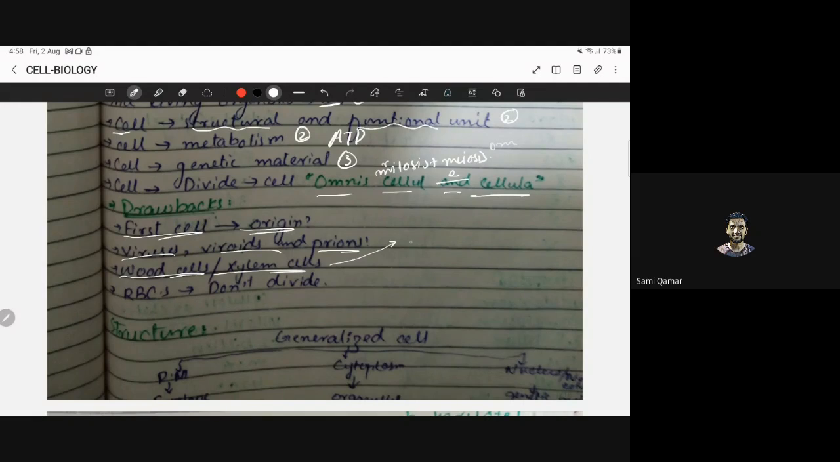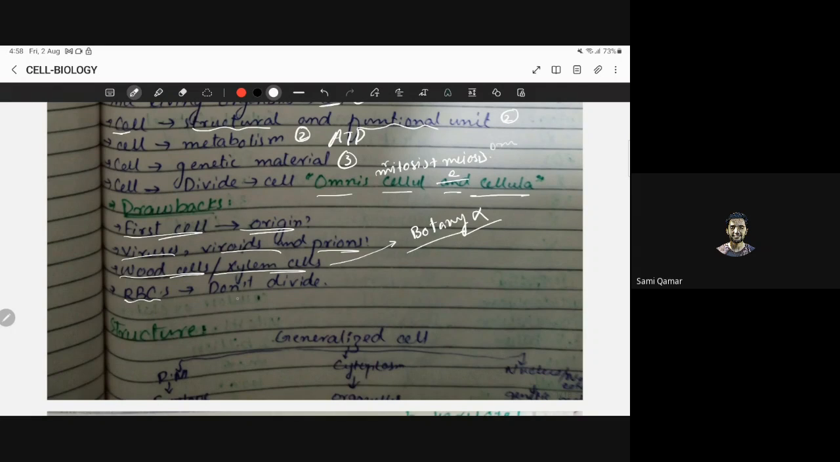I don't know if you love botany or not, but in IMAT, botany is not included. You don't have to do botany. So that's why, wood cells and xylem cells, they didn't talk about them.